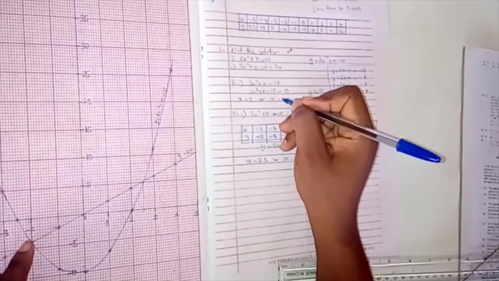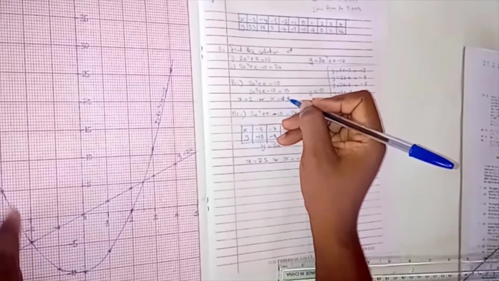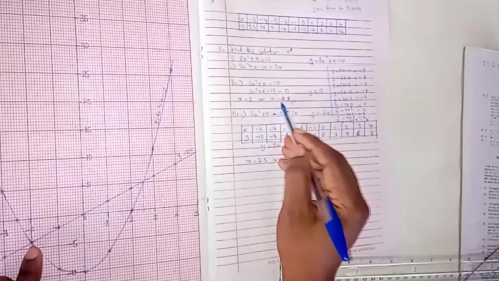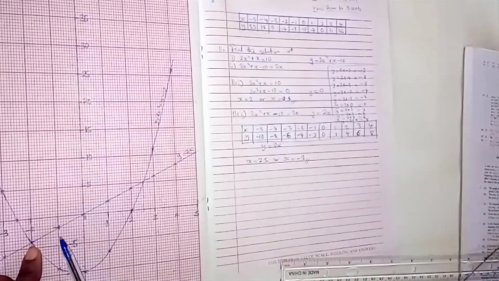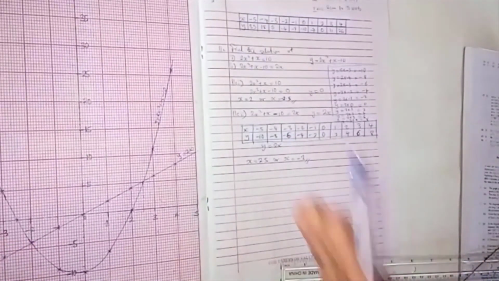Oh, sorry, this should be a negative. Okay, this is a negative 2.5, because we took it from a negative 2.5. All right, sorry, this is a negative 2.5, not a positive. All right, okay, so that is how you find the solution of the equation.